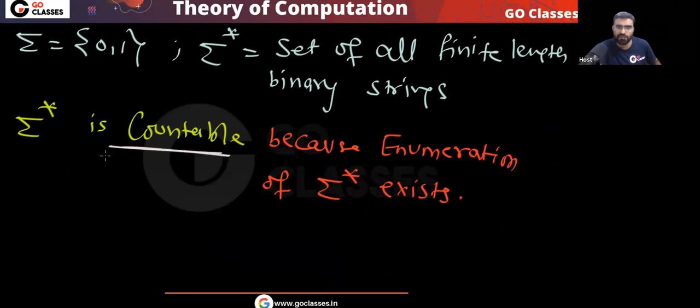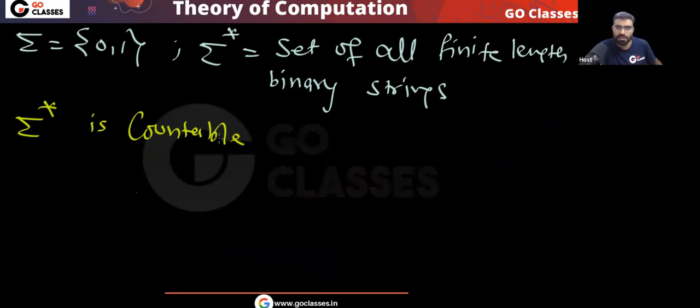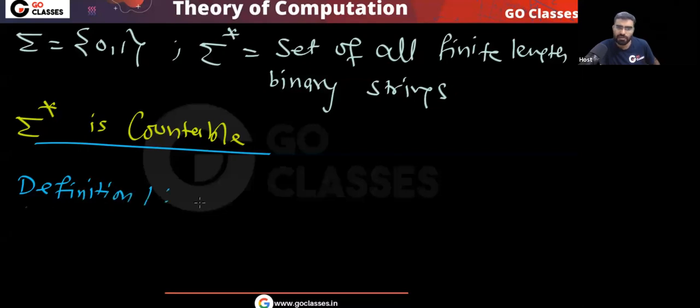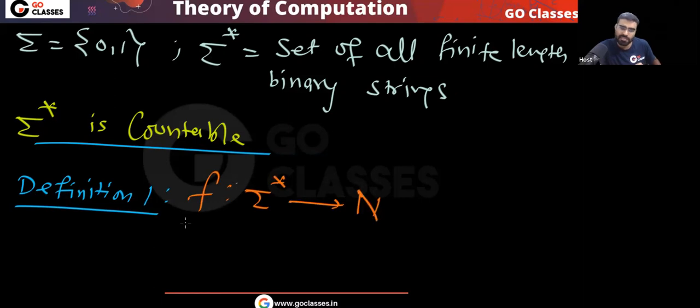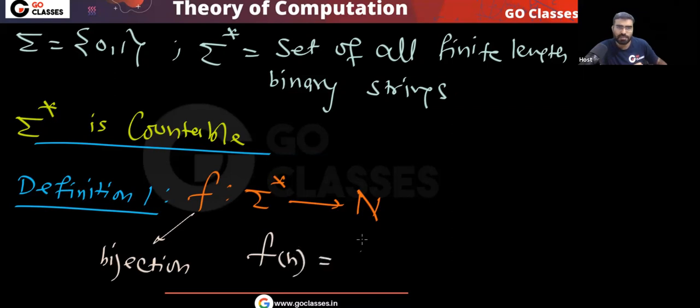Now, using definition 1, what will you do? If you want to prove it using definition 1, then you have to give this clever bijection. Yes or no? Using definition 1, this type of clever bijection you will have to give from sigma star to the natural numbers. You have to think of this clever bijection, and this is not easy to think. F of W is equal to the decimal value of 1W.